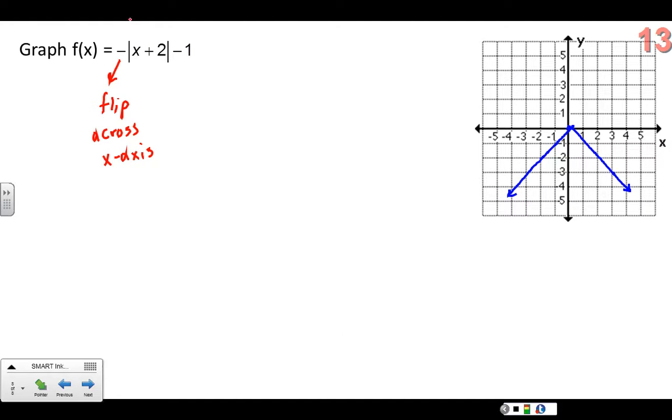Okay. Grouped inside with the x, we have the plus 2. So remember, we're going to do the opposite of what we think. So that's going to be a shift to the left 2. And then the minus 1 being subtracted from the entire function is going to be a shift downward of 1 unit. So the points I've got here, I'm going to shift those down 1 and to the left 2. So let's start with the vertex point. Down 1 to the left 2. So my new vertex is at the point (-2, -1). So I'm actually going to erase that old stuff out. Now that we know where our new vertex is, we can just graph the function.